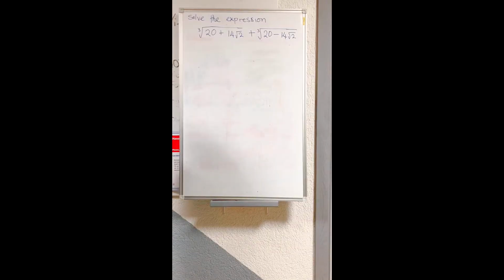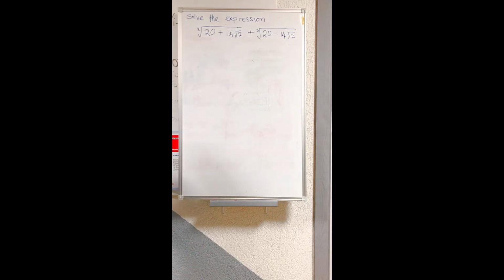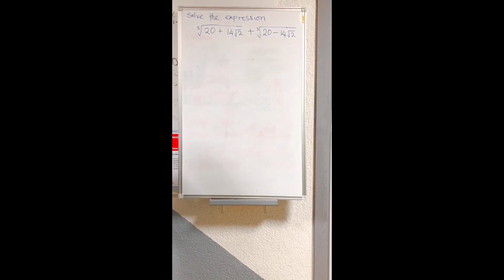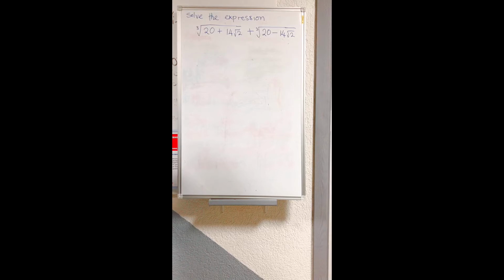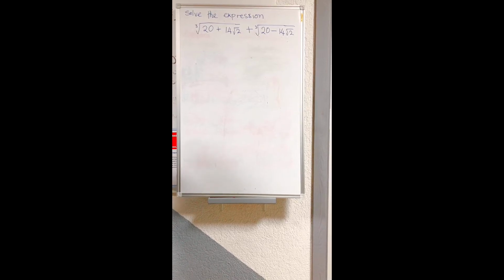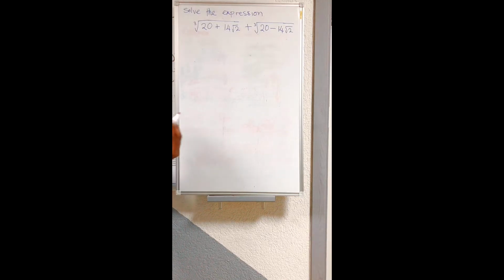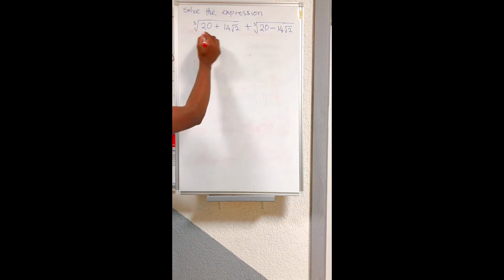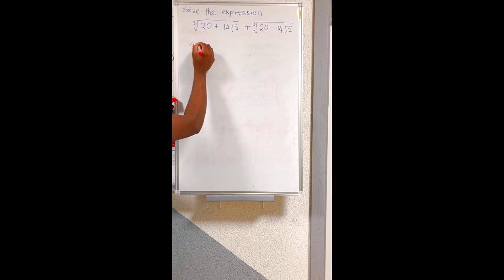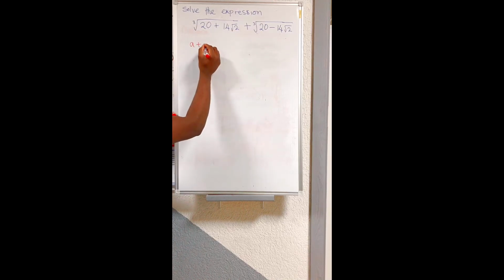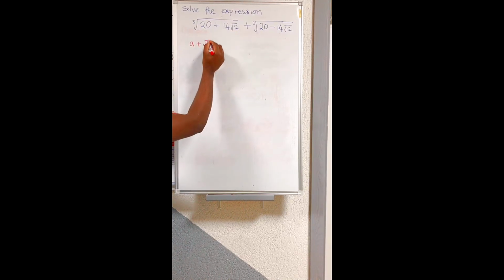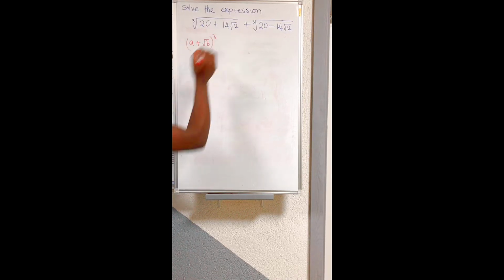So today we have a question. Solve the expression third root of 20 plus 14 root 2 plus third root of 20 minus 14 root 2. Okay, so to solve this expression, we assume that what's in the bracket was something like a plus, since we have a root there, we can imagine we have root of b, this to the third power. This is the same as what was inside here.